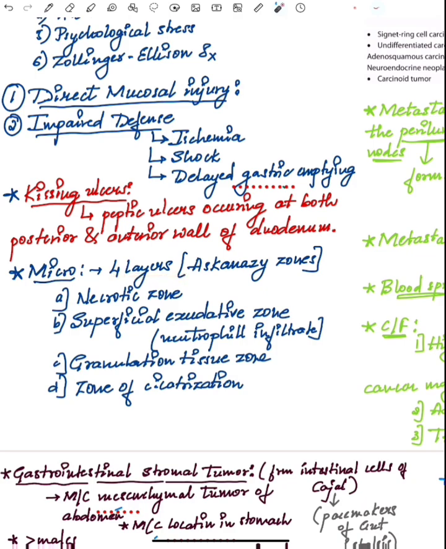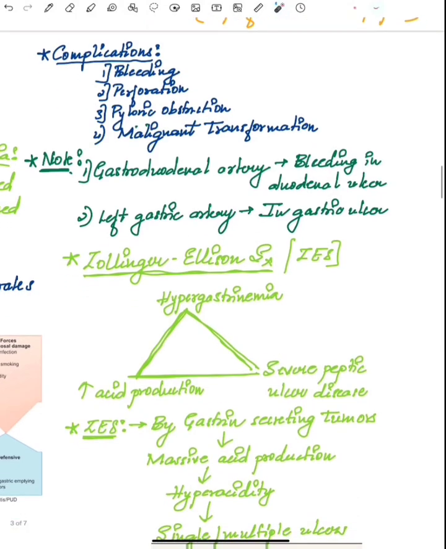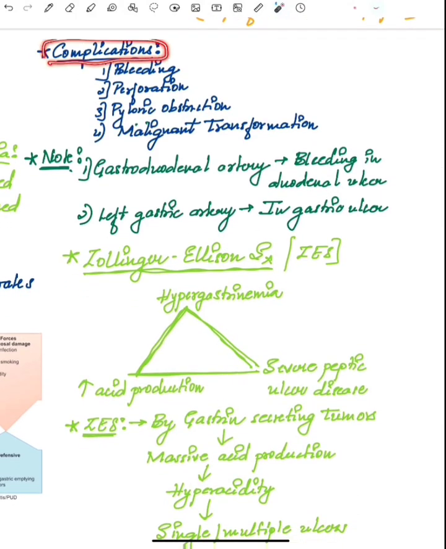Coming to the microscopy of this PUD, we can see 4 layers. These 4 layers are known as Ascanzi zones. The first is the necrotic zone, then the superficial exudative zone where there will be neutrophil infiltrate, then the granulation tissue zone, and the zone of cicatrization. Now, the complications of PUD are first bleeding, perforation, pyloric obstruction, and malignant transformation.